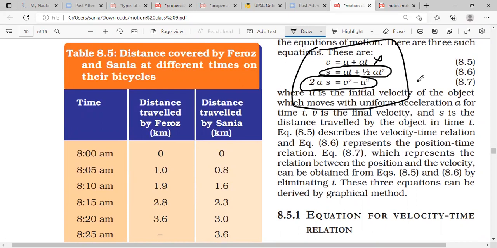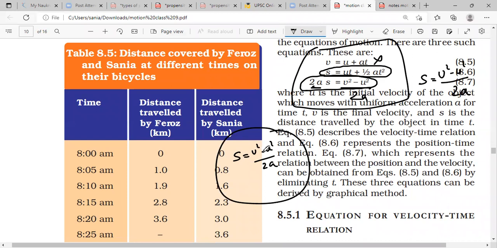So you can do it like this as well. S equals V square minus U square divided by 2A. This will be easier, right? You have to find S, so you can do V square minus U square divided by 2A, because this 2A is in multiplication, so it will come down here. Okay, and just put in the formula.